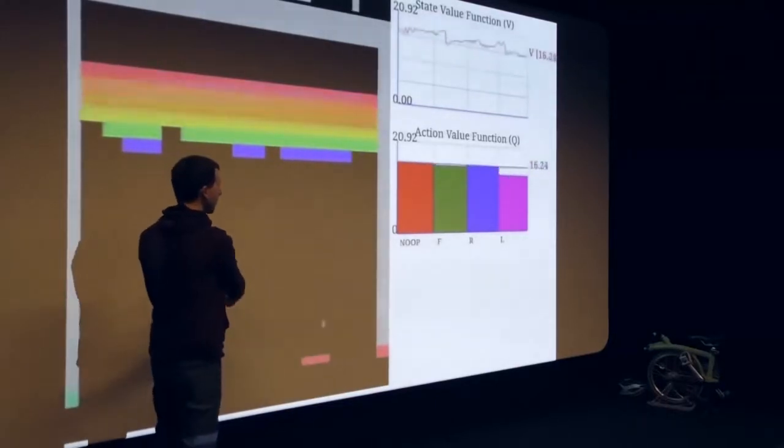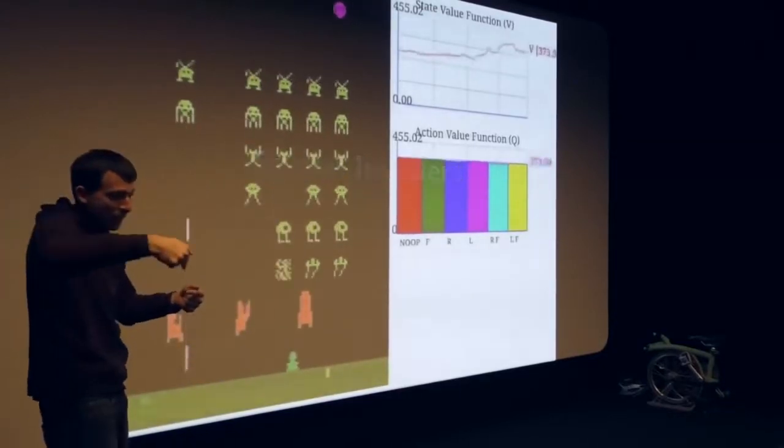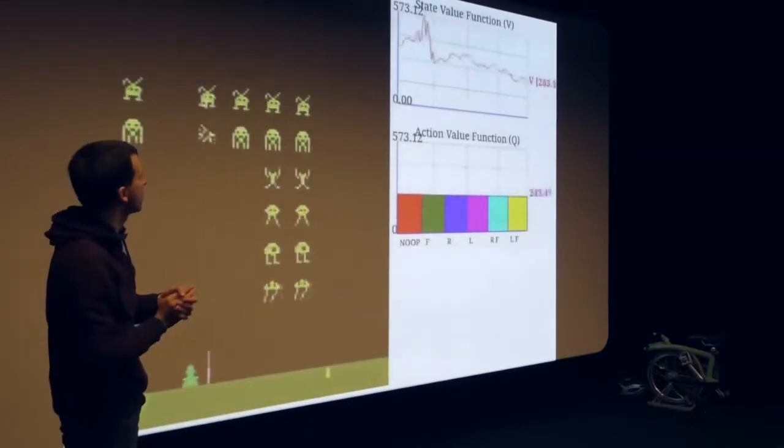It's only when the agent's actually close that it matters which way it goes. It has to make a decision when the ball's coming down of whether to go right or left. And until it gets right there, it doesn't really matter which one it chooses.